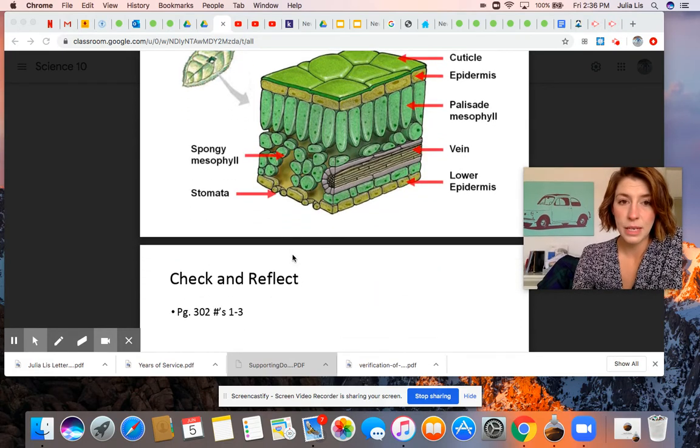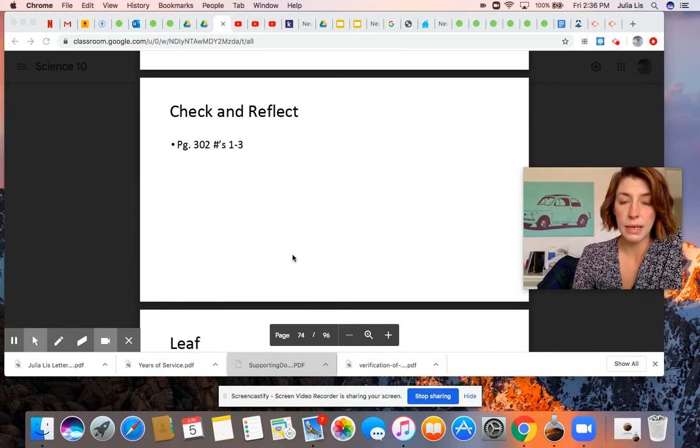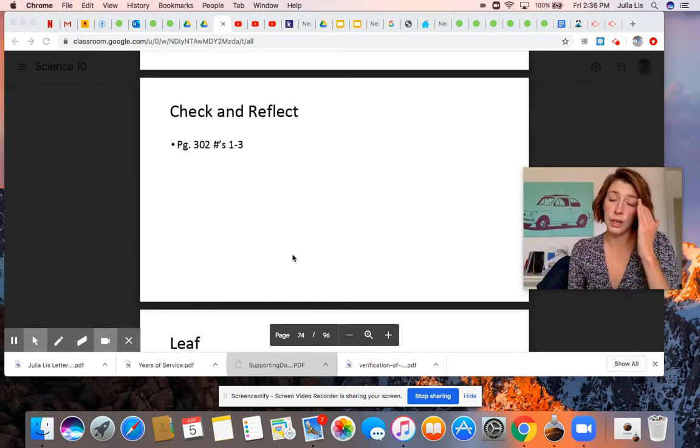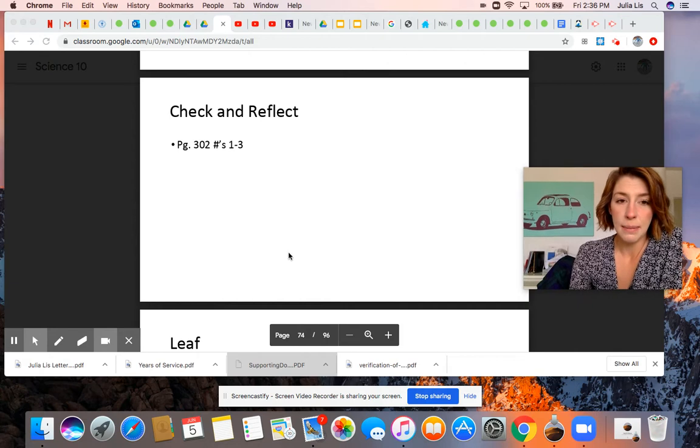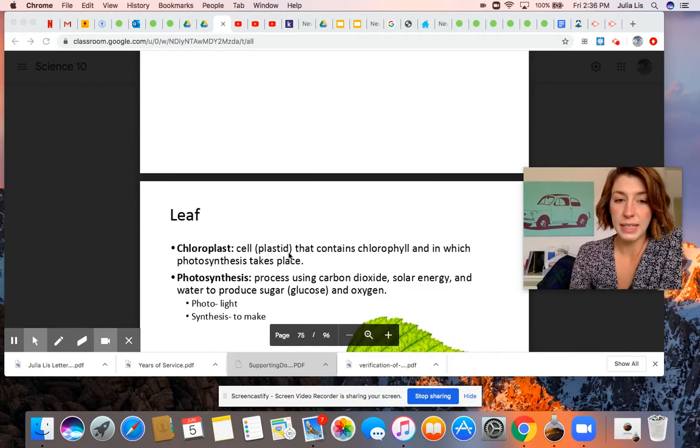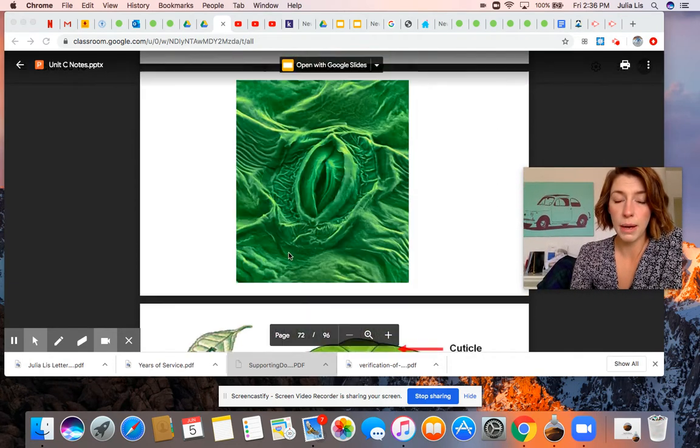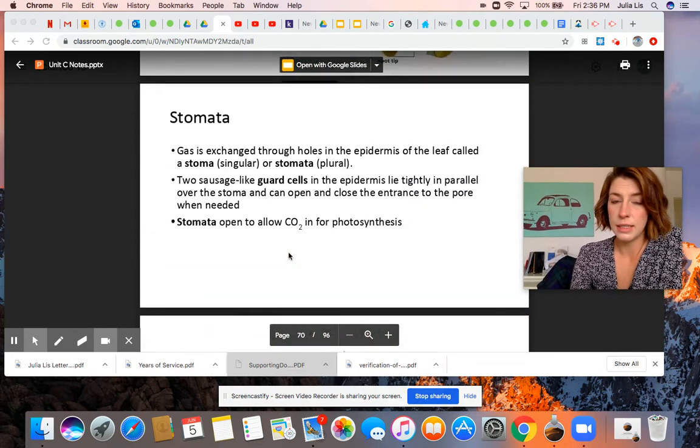Those are the large overarching structures of a plant. I am going to get you guys to do the check and reflect here, and next week we'll talk about photosynthesis and cellular respiration.